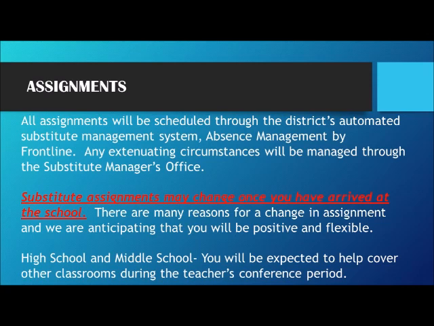Assignments. All assignments will be scheduled through the district's automated substitute management system, Absence Management, by Frontline. Any extenuating circumstances will be managed through the substitute manager's office. Substitute assignments may change once you have arrived at the school. There are many reasons for a change in assignment, and we are anticipating that you will be positive and flexible. High school and middle school, you will be expected to help cover other classrooms during the teacher's conference period.